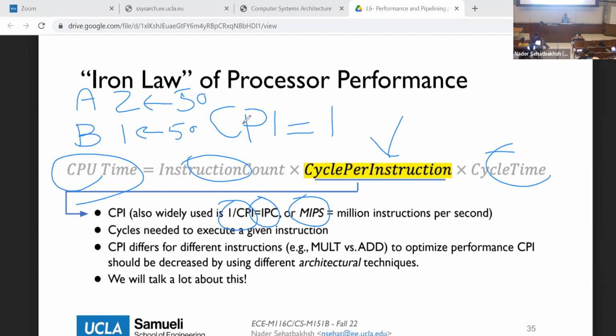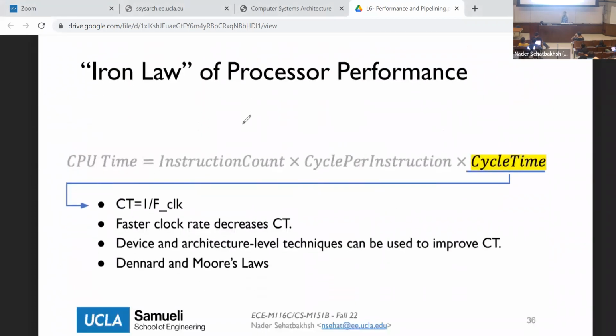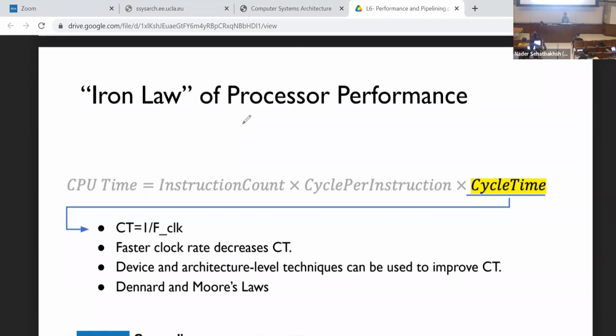Okay, so moving on to the last one, the cycle time. The cycle time is essentially 1 over the frequency of your clock, right? So if you improve the frequency of your clock, if you manage to clock your system faster and faster, you are essentially reducing or improving your cycle time. And by reducing your cycle time, you are essentially improving your CPU time, in other words, reducing your CPU time, right? So it's generally favorable to clock your system faster and faster.